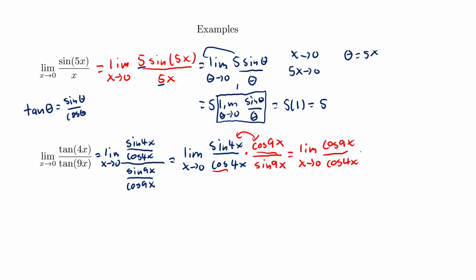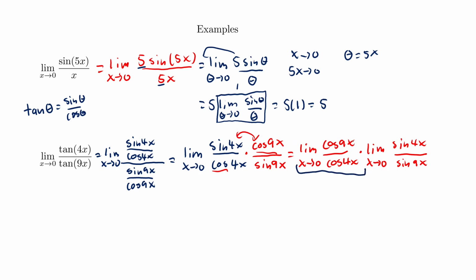times, and we're going to write this as two separate limits, because remember that when you have a product of two limits, we can write it as the product of two limits. So this will be the limit as x approaches 0 of sine of 4x over sine of 9x.